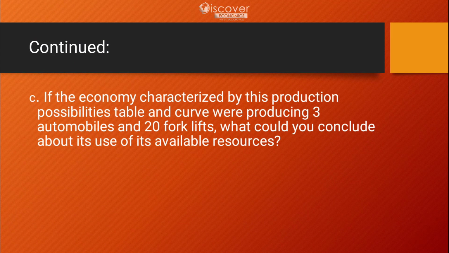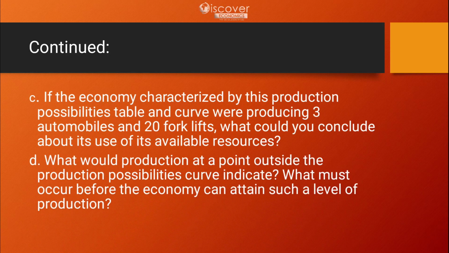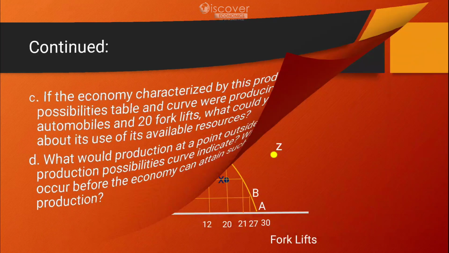The third question is, if the economy characterized by the production possibility table and curve were producing at 3 automobiles and 20 forklifts, what could you conclude about its use of available resources? Let's see what will happen at this point where we will be producing 3 of one item and 20 of the other item. What would production at a point outside the production possibility curve indicate? What must occur before the economy can attain such a level of production? Let's see what the answers are.